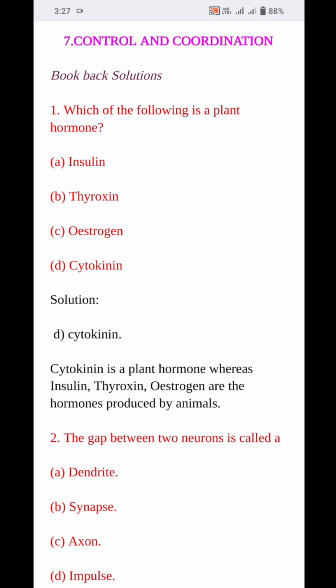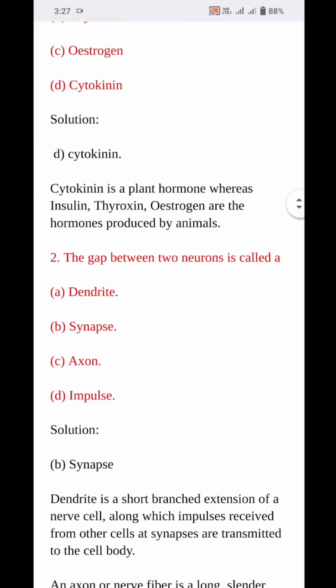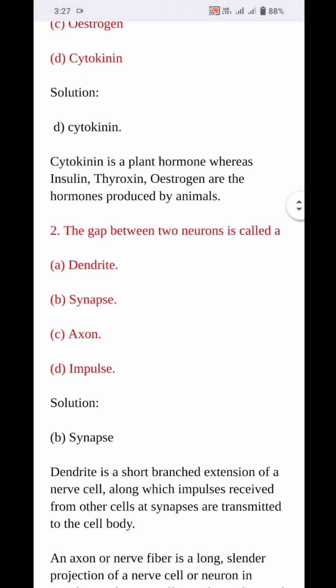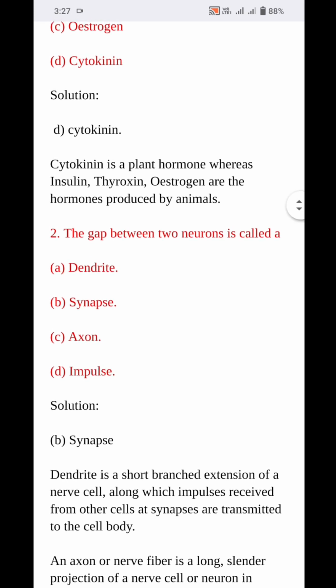Question number 1. Which of the following is a plant hormone? A. Insulin. B. Thyroxine. C. Estrogen. D. Cytokinin. Answer D. Cytokinin. Cytokinin is a plant hormone, whereas insulin, thyroxine, estrogen are the hormones produced by animals.